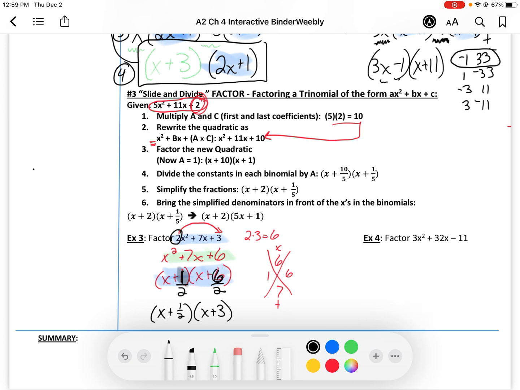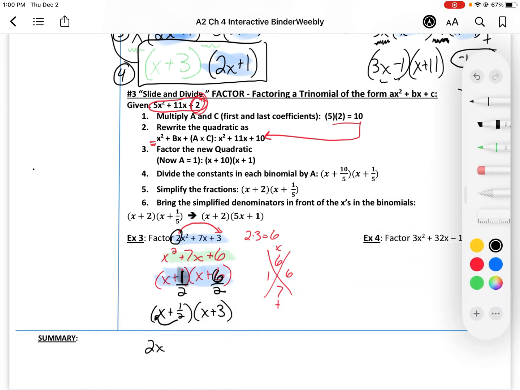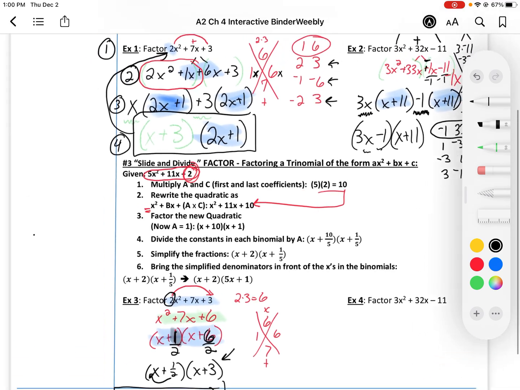Now here comes another goofy part. You bring the simplified denominators in the front of the x's. So like this one actually has a denominator, so I need to bring it out. I need to take that 2 and put it in front of the x. So it's going to be 2x plus 1. Now the second binomial doesn't have a denominator, so there's nothing. I mean, I guess you could say it's 1. You could put the 1 in front of the x, but it doesn't actually change anything. So there is your answer.